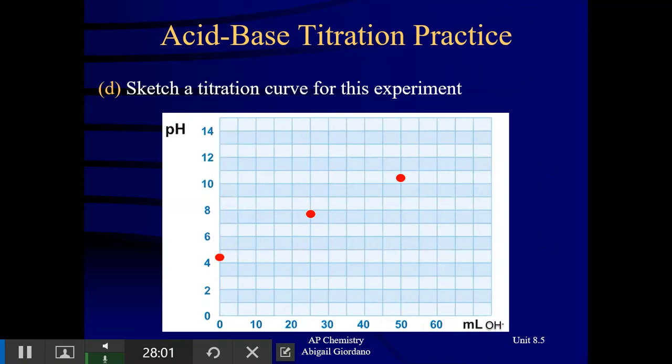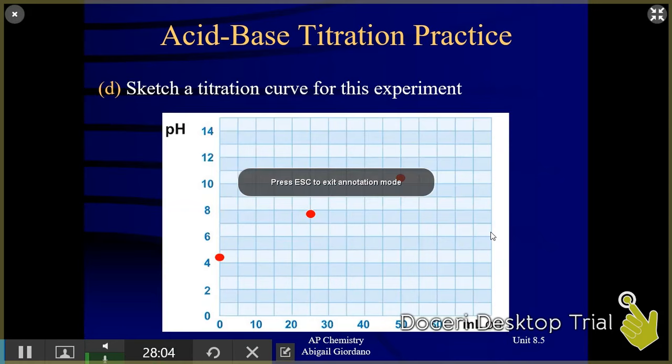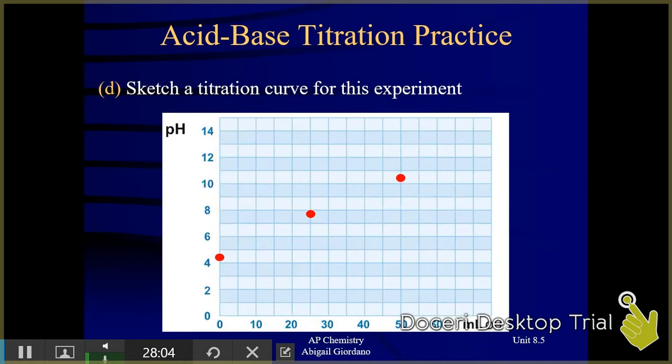And there is the pH at equivalence. The only thing that remains is I need to actually draw the line. Remember, equivalence point is where your curve is relatively vertical. Halfway point, your curve is relatively horizontal. So it's kind of like playing connect the dots here. I'm going to draw something like this.